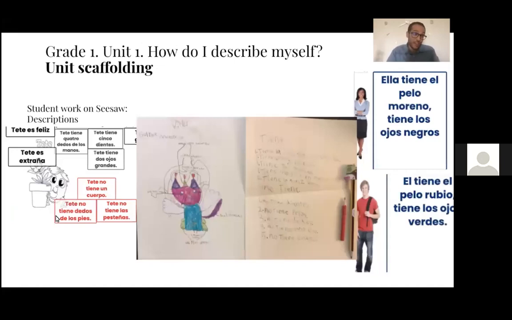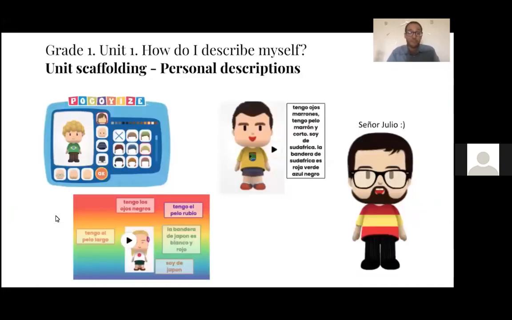Here you can see how students kept on working on their skills, and here they are describing themselves and different monsters. Some of them drew their own monsters and described them, and then we also moved to describe different people. Finally, we were able to go to a website from Pocoyo that allows us to create avatars with basic vocabulary in Spanish. And with that, they created their avatars and their descriptions as you saw before.